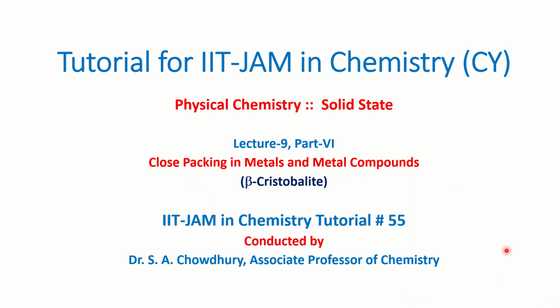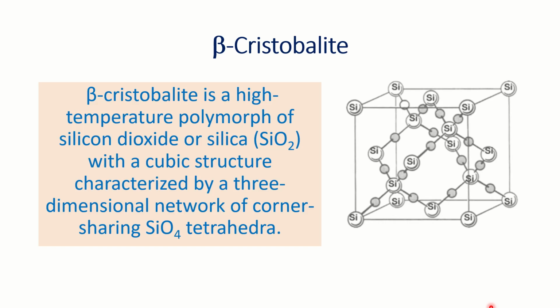The subtopic of this lecture number 9, for which the last 5 lectures had been discussing, was close packing in metals and metal compounds. In the sixth part of this lecture, the crystal structure of beta-Cristobalite is going to be discussed. Beta-Cristobalite is a high-temperature polymorph of silicon dioxide or silica, which has the chemical formula SiO2. It has a cubic structure which is characterized by a three-dimensional network of corner-sharing SiO4 tetrahedra.